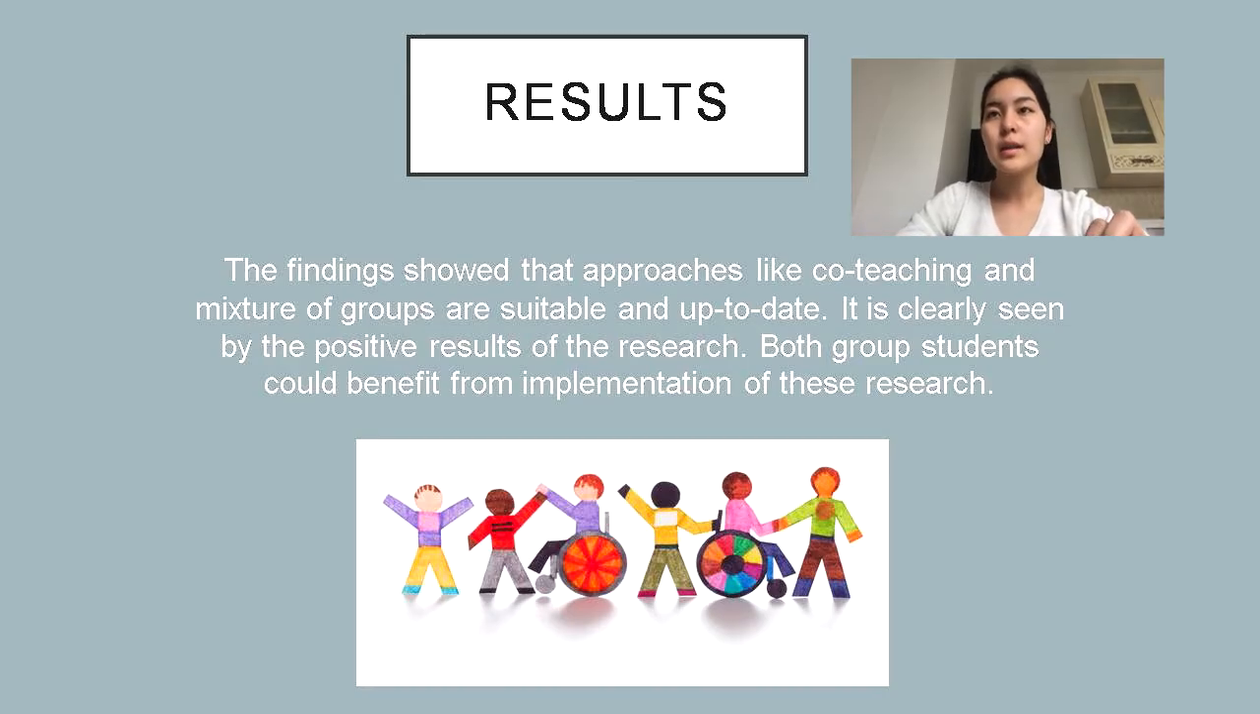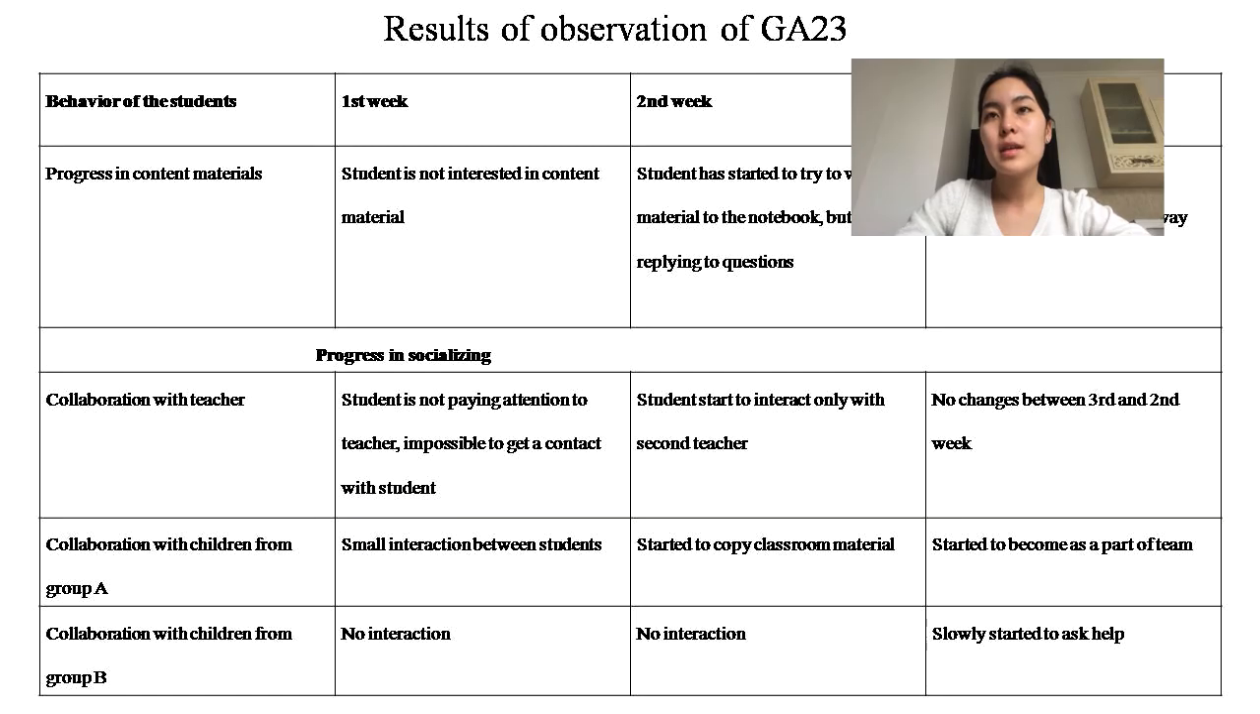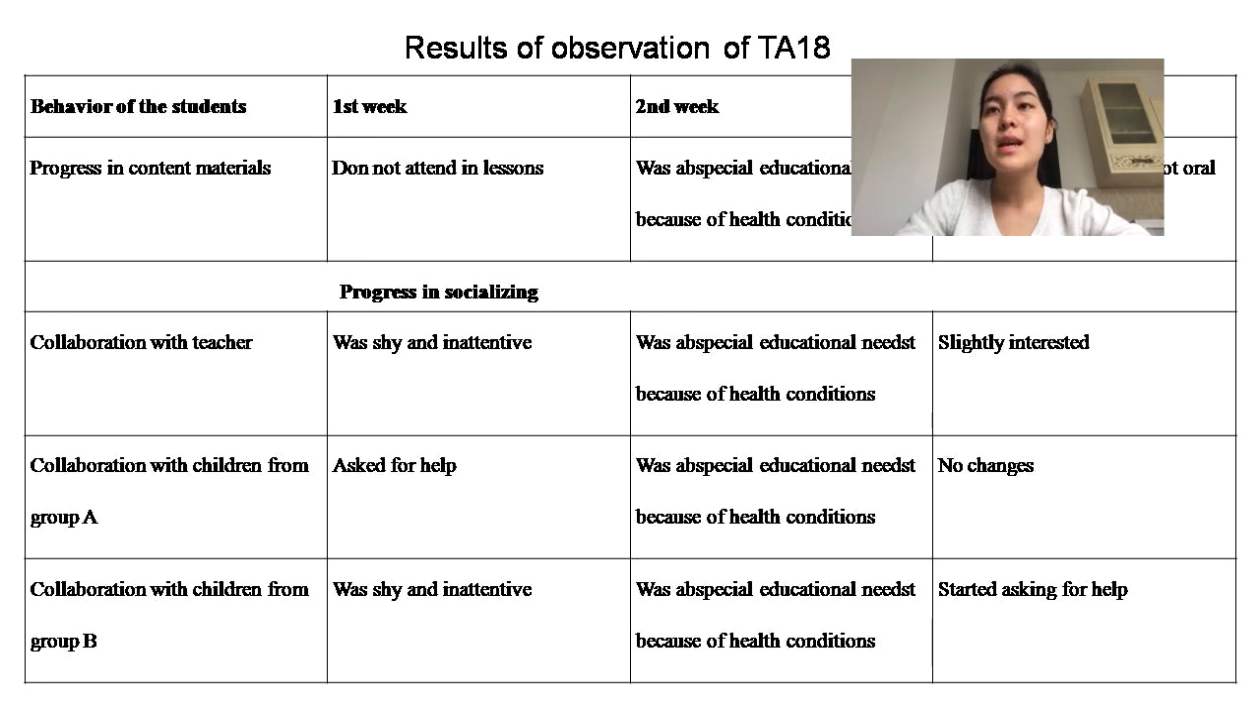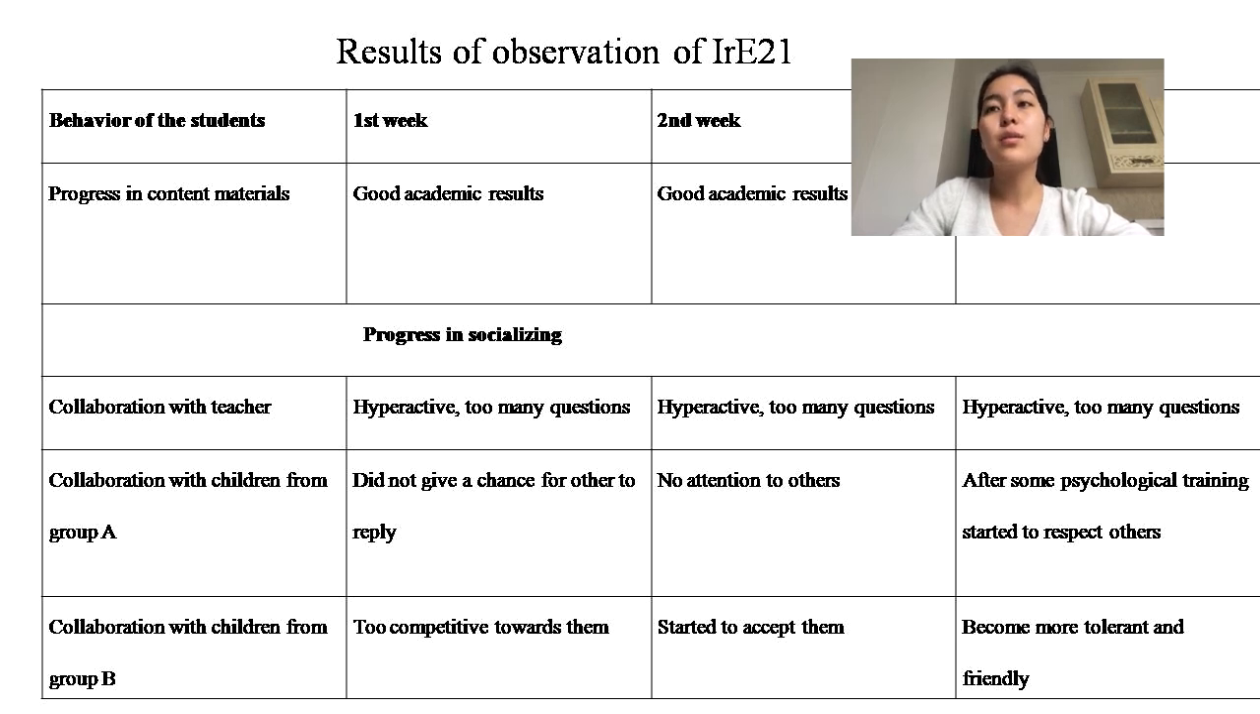The findings showed that approaches like co-teaching and mixture of groups are suitable and up-to-date for our educational system. It is clearly seen by the positive results of this research, where both group students could benefit from implementation of these approaches. Here you can see the results of observation of 3 students with special educational needs, and you can see the good shift between non-interaction to interaction. So it is a good result of implementation of 2 approaches.